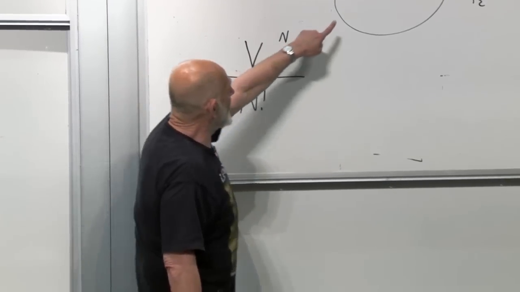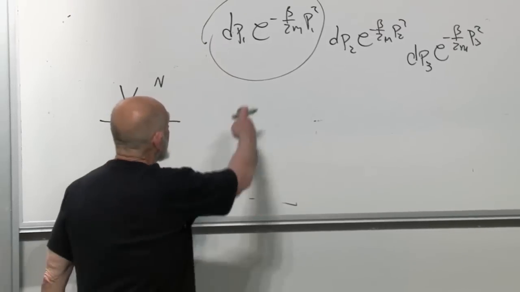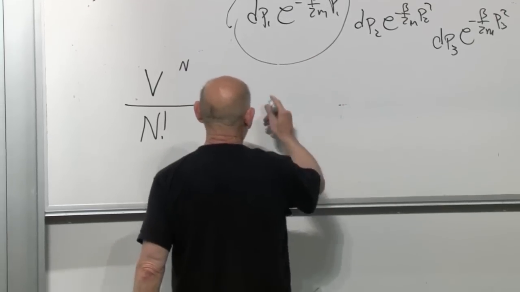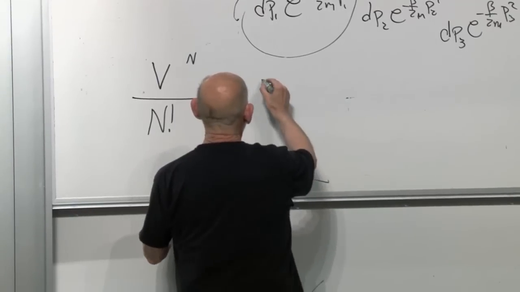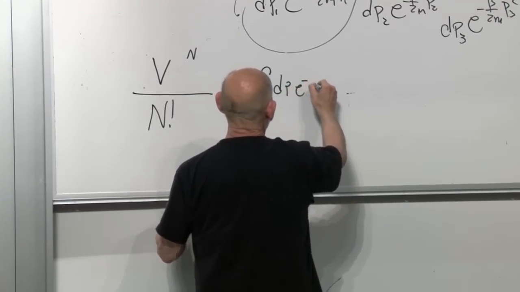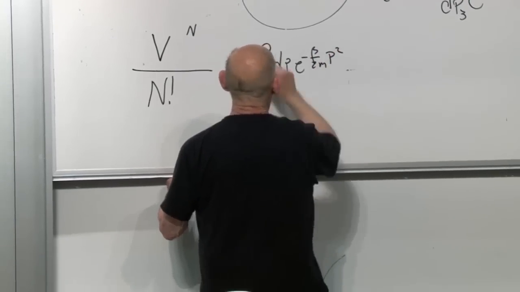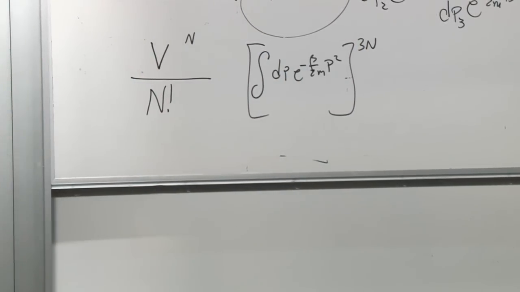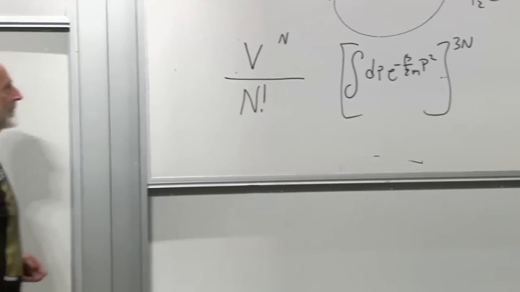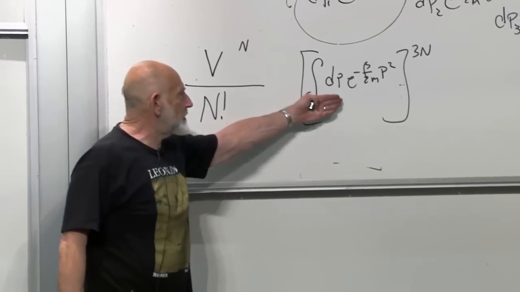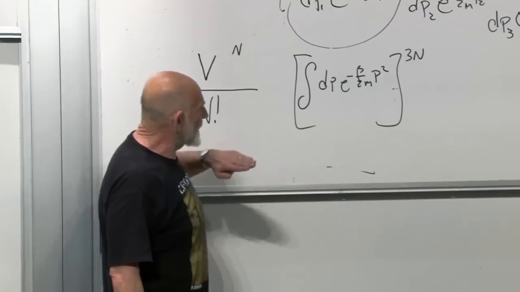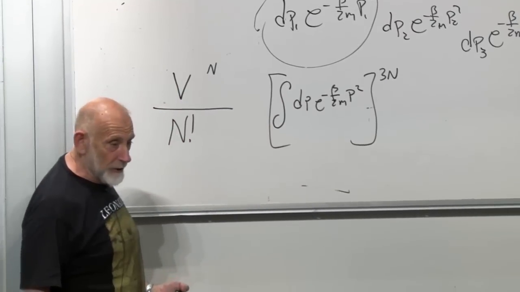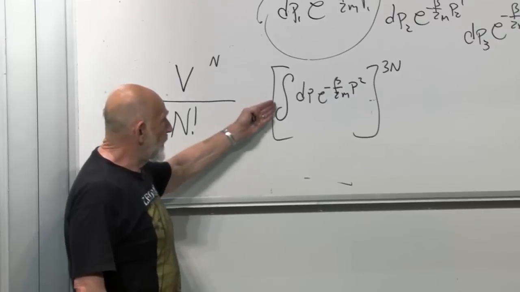What about the p integral here? That gives us something to the 3n power, because there's 3n of these integrals. It gives us something to the 3n power, namely the integral dp e to the minus beta over 2m p squared, all of that to the 3n power. Looks terribly complicated, but it's not. This integral is just a definite integral. What can it depend on? It could depend on beta. It could depend on m. It doesn't depend on p. That's the integration variable. So we have an integral to do.